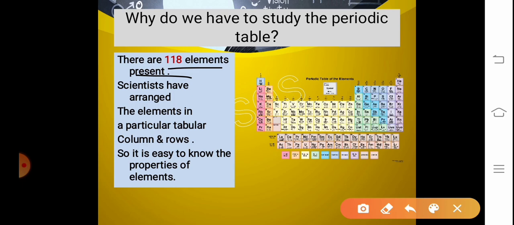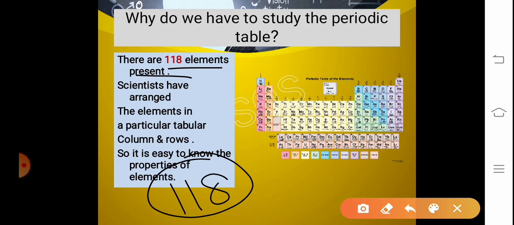Now we have to somehow arrange these elements, because handling these elements individually, knowing the property of each element, is a very big task. As I told you, there are 118 elements. We can't study the property of each and every element individually. It may be a very difficult task for us, right? Or to know what kind of reaction a particular element is undergoing, it is also difficult to identify.